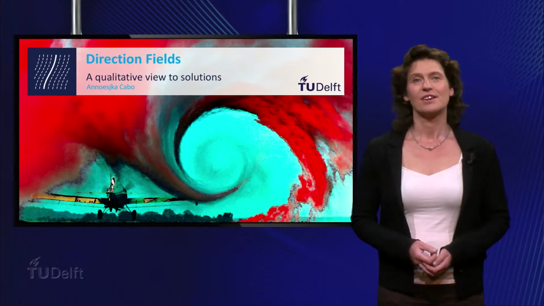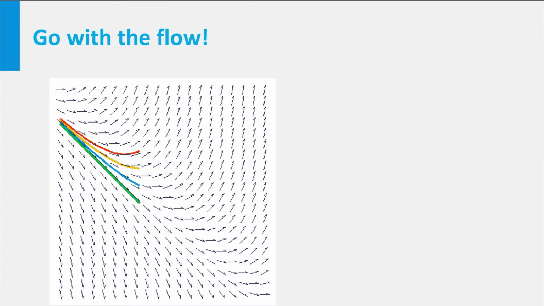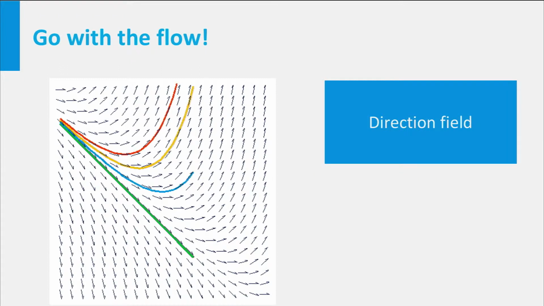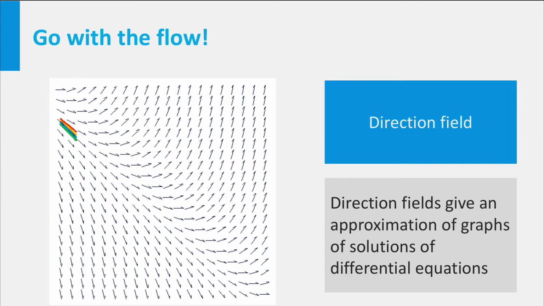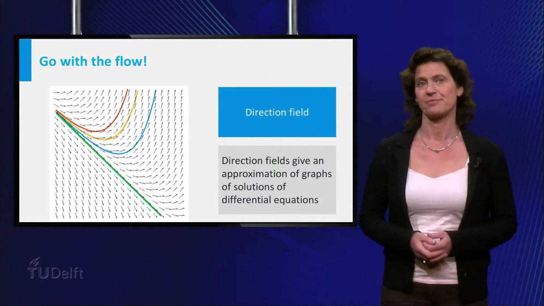Hello there. The flow in this picture is following a certain pattern. This pattern is called a direction field. A direction field is a graphical tool to help to visualize the graphs of solutions of a differential equation.